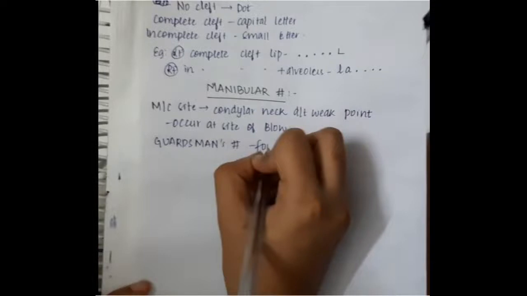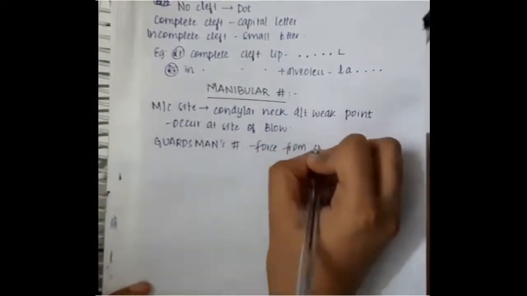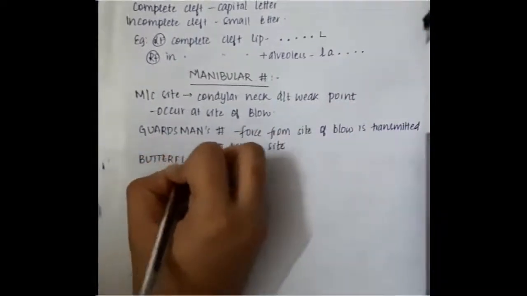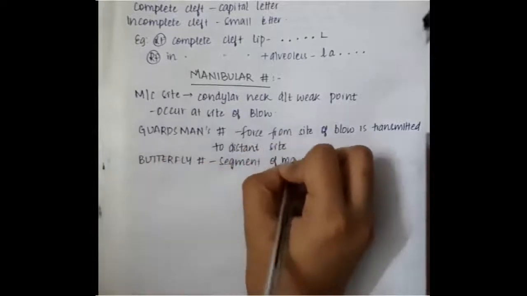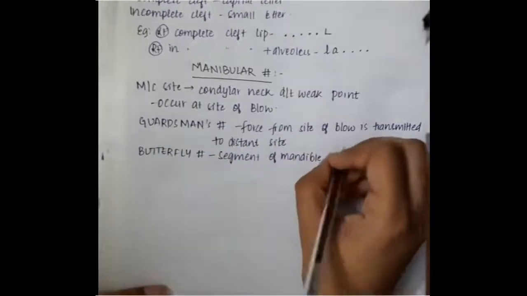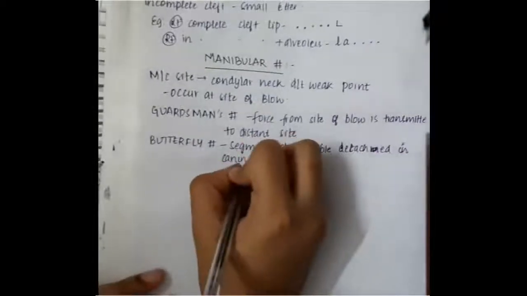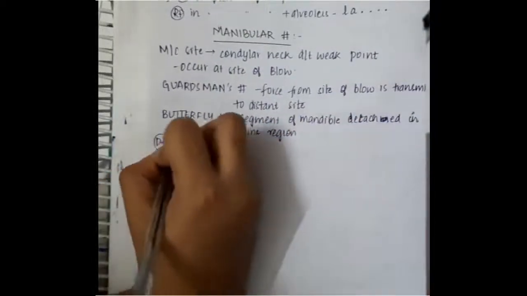There are two named fractures in the mandible. One is the Gosman fracture, where the force from the site of the blow is transmitted to a distant site, whereas in the butterfly fracture, the segment of the mandible is detached in the canine region.